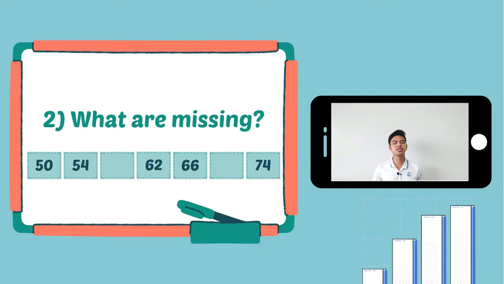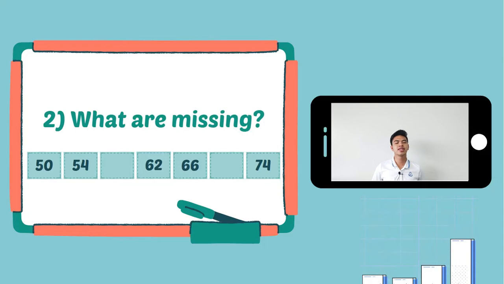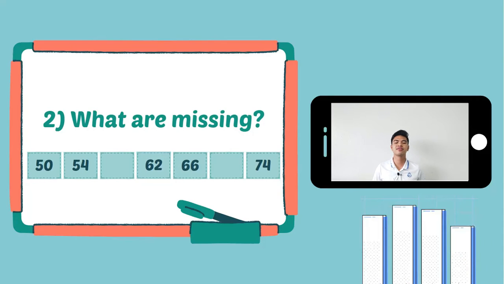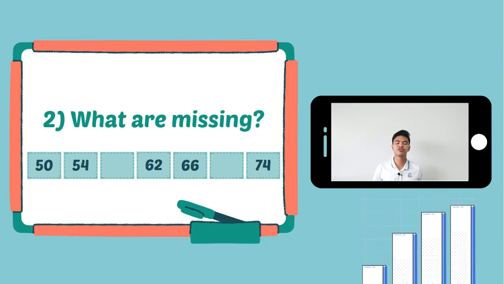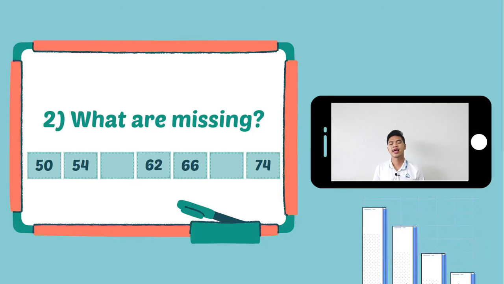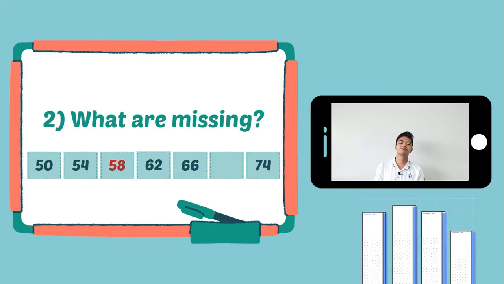So here, what are the missing numbers? We have 50, 54, blank, 62, 66, blank, and then 74. So what is the difference between 50 and 54? So 54 minus 50 is 4. Good job! So we're going to add 4 to 54. So 54 plus 4 is equal to 58. Very good. And then as we can see, we added 4 again to 58 and then it became 62.